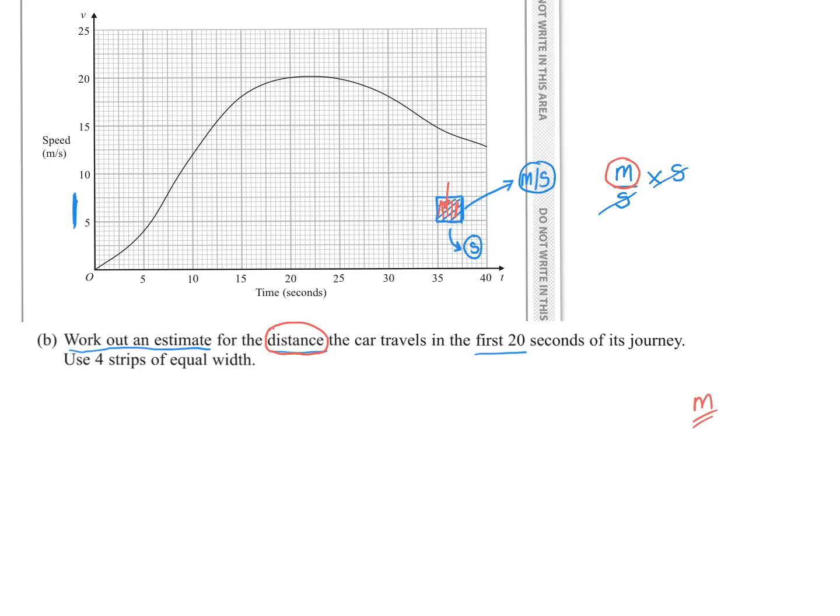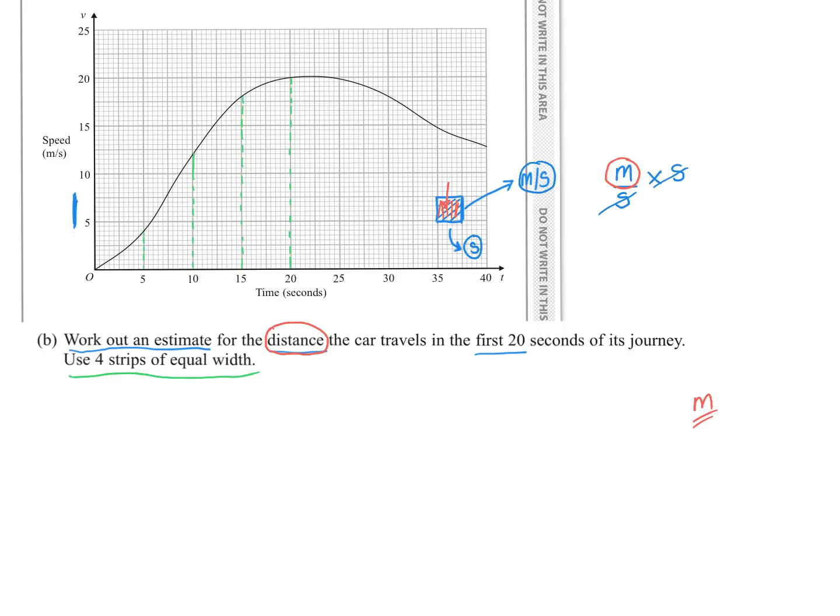So, how do we work out the estimate? Well, it asks us to use 4 strips of equal width. So as you want to go up to t is 20, I'm going to do a dotted line here. Of course, you'll use a ruler. And then the only way I can get it as 4 strips of equal length is to go up in 5 seconds.